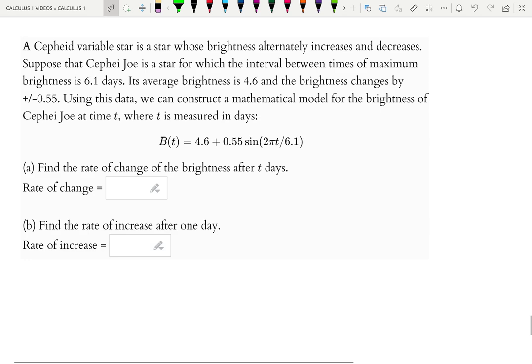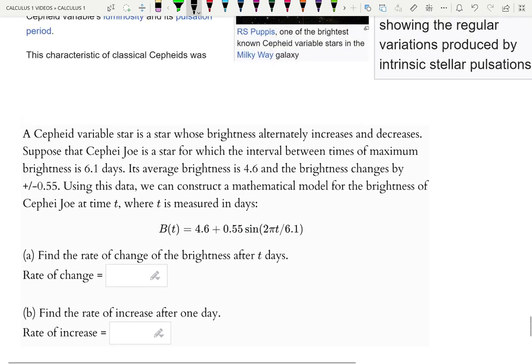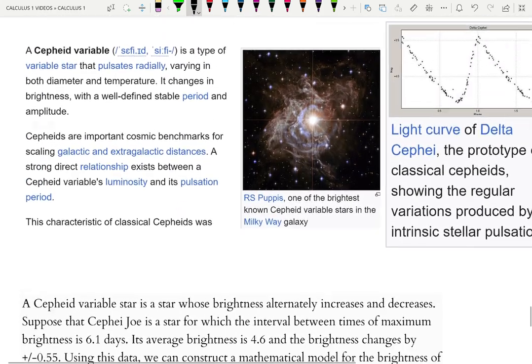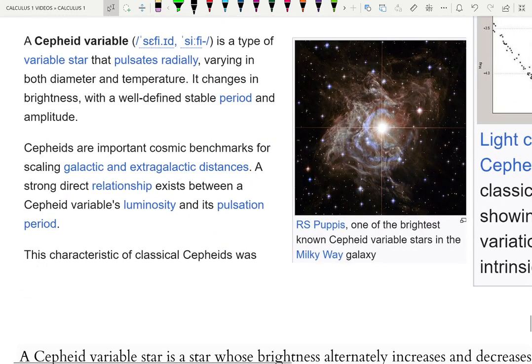Hello! I know this problem looks a little bit scary, but it's time to be brave and read some applications of derivatives. A Cepheid variable star is a star whose brightness alternately increases and decreases. I was not sure what it means, so I searched on Wikipedia and I found this amazing information. Apparently, it's a type of variable star that pulsates radially, varying in both diameter and temperature.